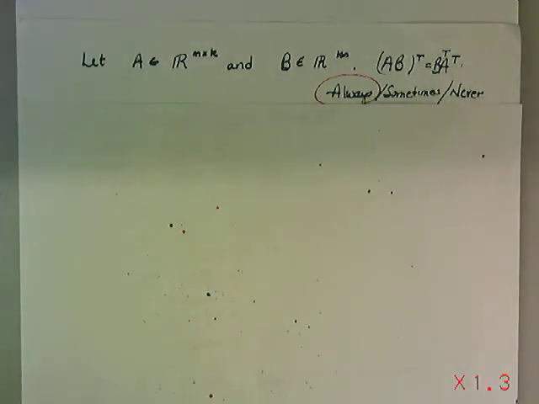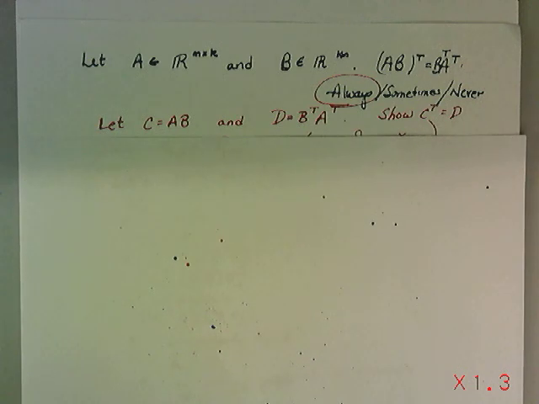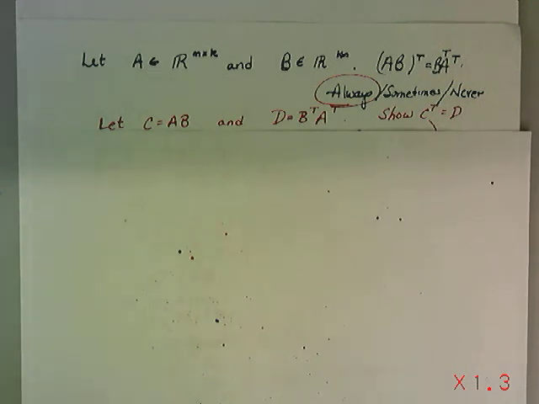I want to share with you one of the strategies that I like to use. There are many different ways we could prove this, but sometimes what I like to do is look at the entries in the corresponding matrices and show that they're equivalent. So the first thing I did was I said, let C be equal to A times B, and let D be equal to B transpose times A transpose. And what I wanted to do was to show that C transpose was equal to D. So I wanted to show that an entry in C transpose matched an entry in D.